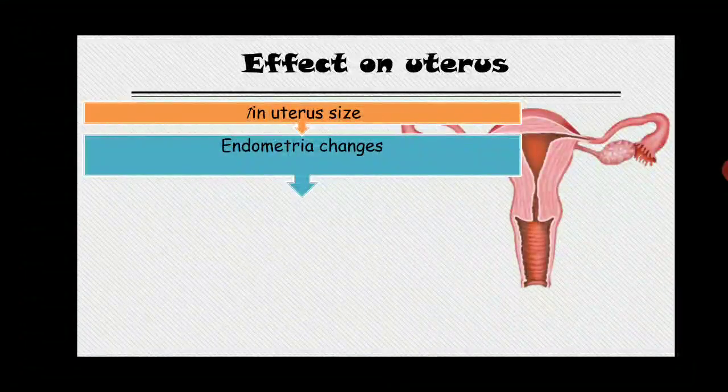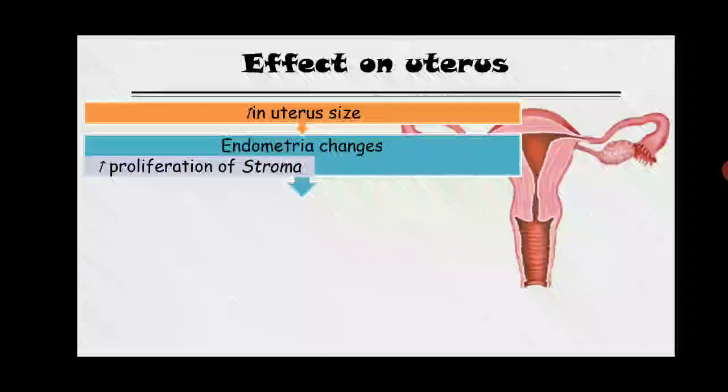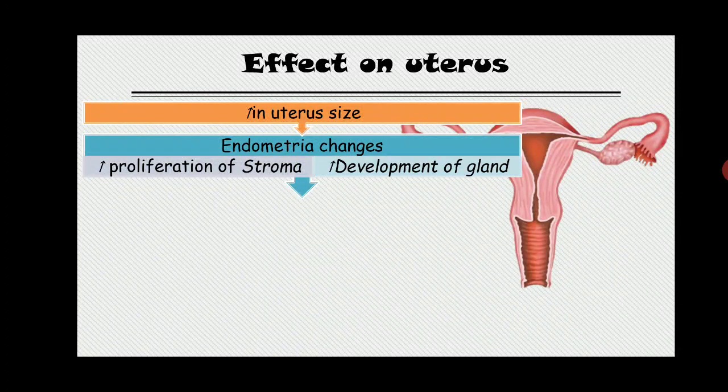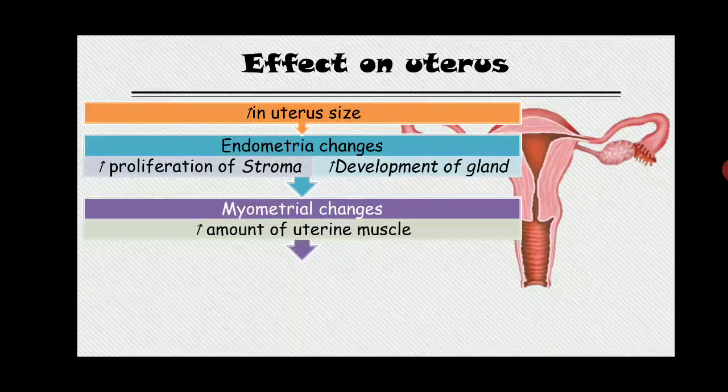First, the endometrial changes: it increases the proliferation of the stroma that is situated inside the endometrium. Second, it increases the development of the glands. Now, in order to change the myometrium, it increases the thickness of the myometrium no matter what. So it increases the amount of uterine muscle. Basically it causes hypertrophy as well as hyperplasia of the uterine muscle.